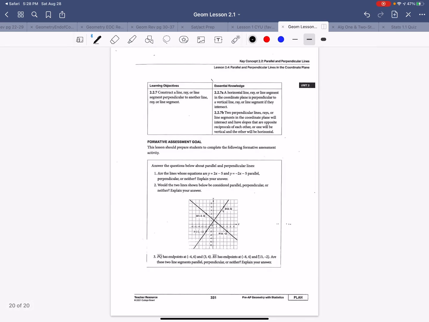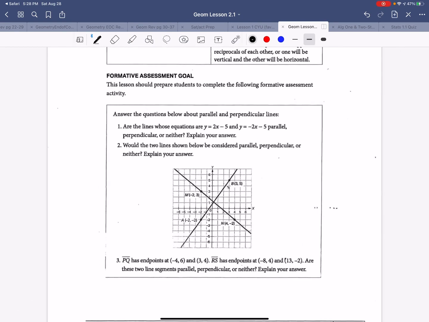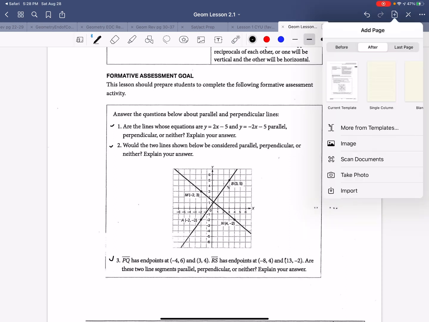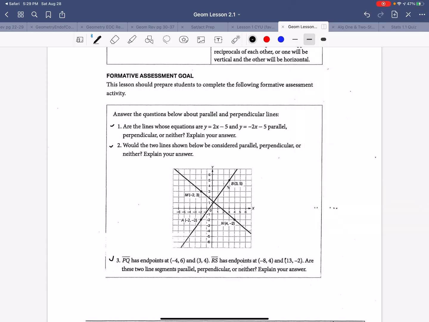And you'll also need to do these 3 questions, right? We want to answer these 3 questions. So you may need an extra piece of paper to answer these questions. You also may need graph paper, okay? Let's see if I have graph paper. I don't think I do, so I'll have to import some.